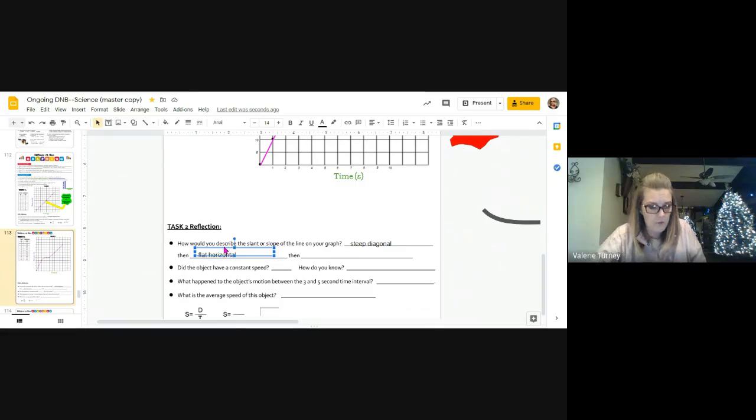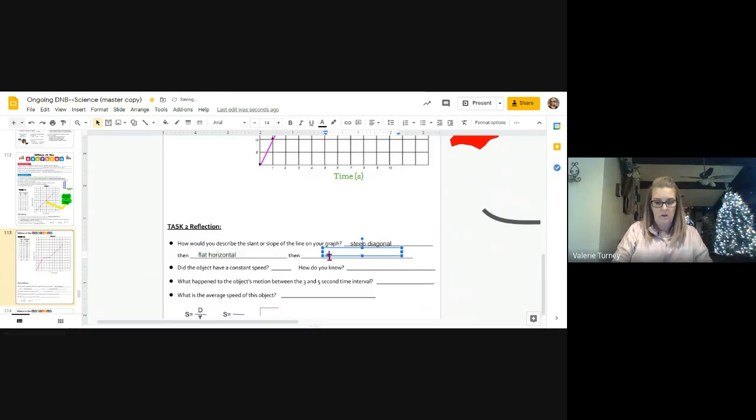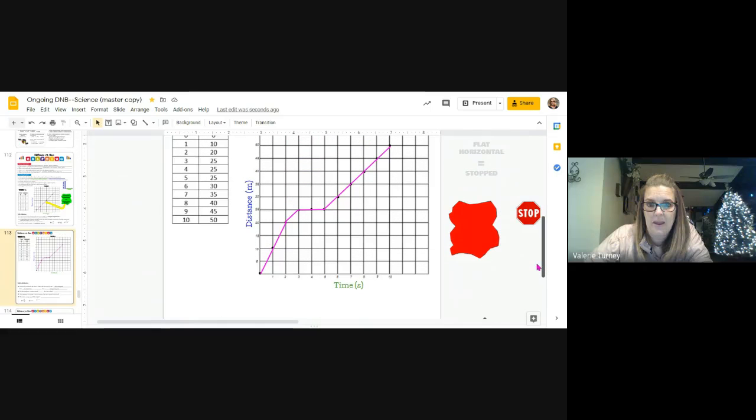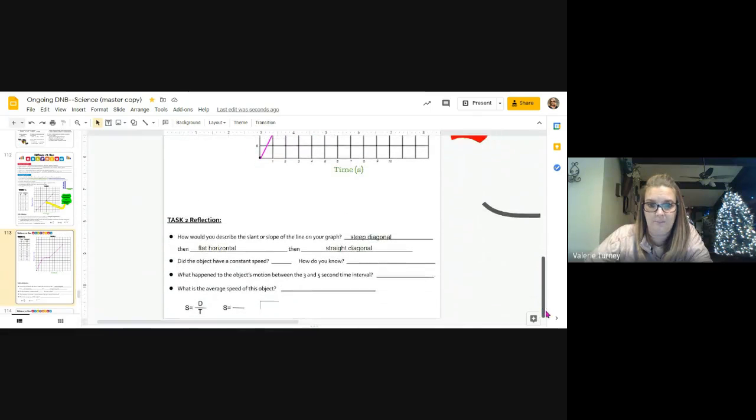All right, so 3 ways to describe this graph. First, it's a steep diagonal. Then it's a flat horizontal. And then it's just a straight diagonal line like we saw on that first one. That's how I would describe what's happening in that particular graph right there.